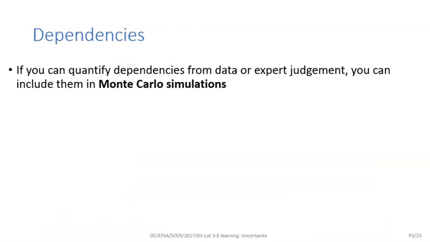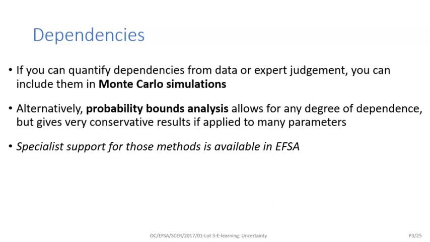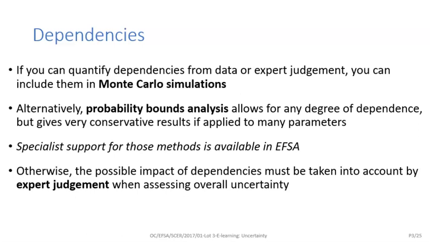If you can quantify dependencies from data or expert judgment, you can include them in Monte Carlo simulations. Alternatively, probability bounds analysis allows for any degree of dependence, but gives very conservative results if applied to many parameters. Specialist support for those methods is available in EFSA. Otherwise, the possible impact of dependencies must be taken into account by expert judgment when assessing overall uncertainty.